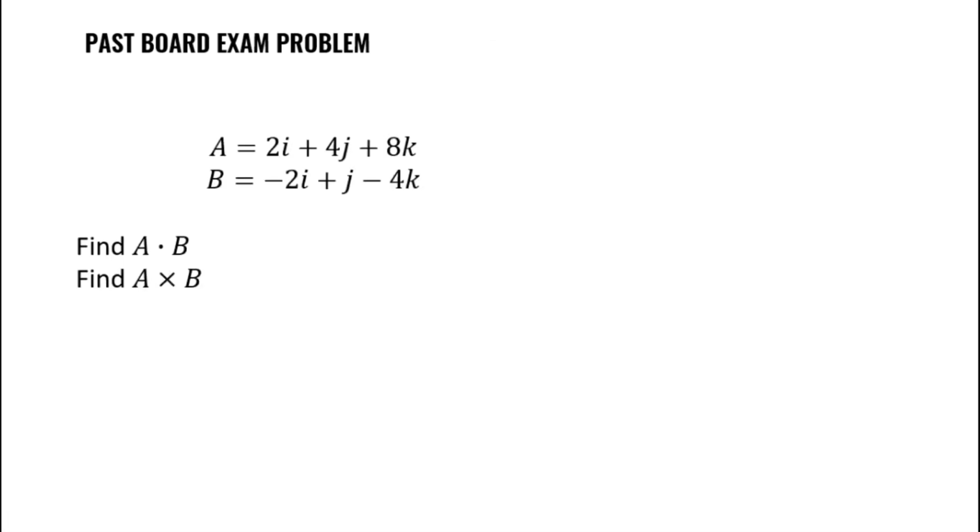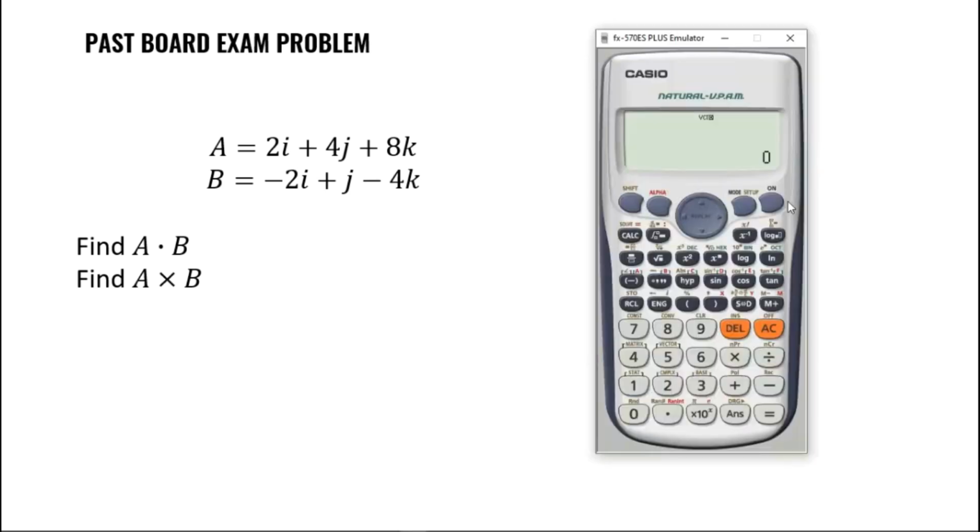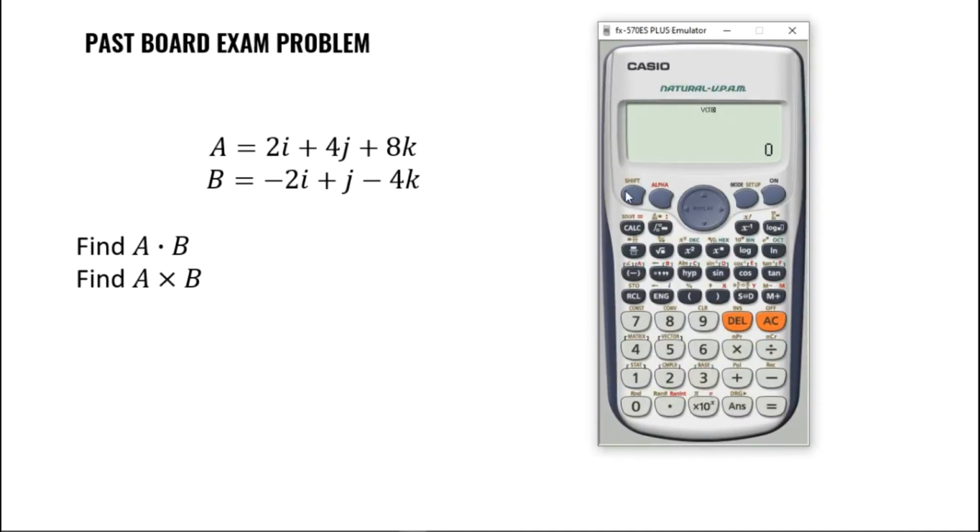Ito, guys, dot and cross product. So recall natin, guys, sa physics, ang dot product is concerned sa work, and ang cross product is concerned sa torque moment. And here we are required to find A dot B and A cross B. So, input guys sa calculator, automatic. So, sa calculator, of course, naka-vector na siya guys because our previous problem is in vector. So, okay na yan. Dapat naka-vector siya.